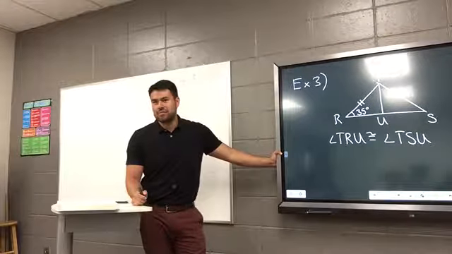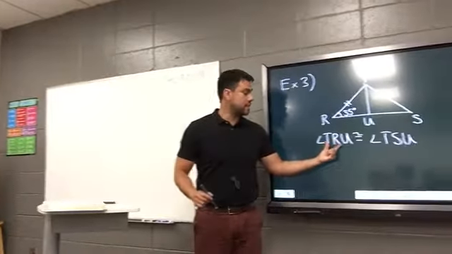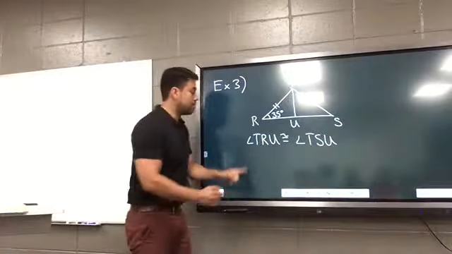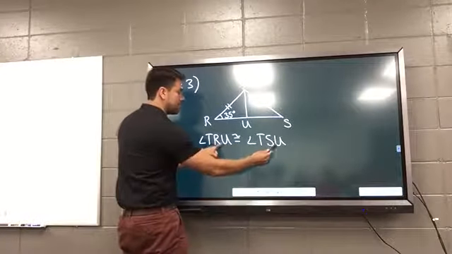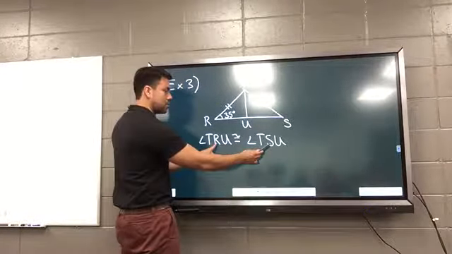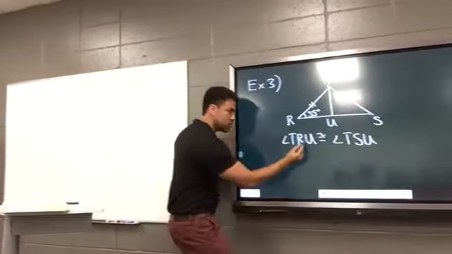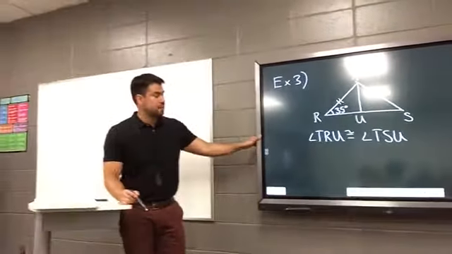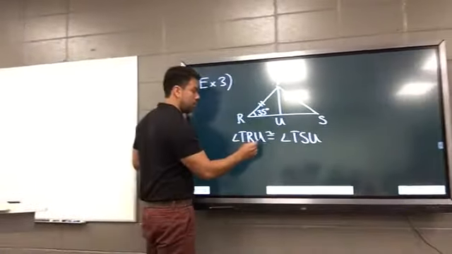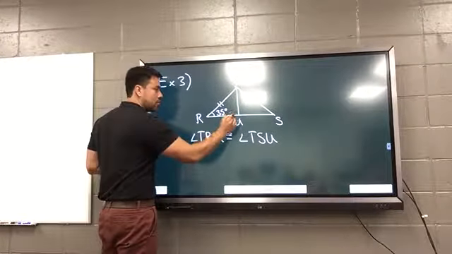Could you do TUS? Would it still work? That's a good question. So, did you say TRU, TUS? The T's would match, but then these 2 letters would not be corresponding. You see how R and S correspond, and U correspond. So if you're going to use these 3, you have to do it in this order. You could have said TUR, but TUR would have been this angle right here.